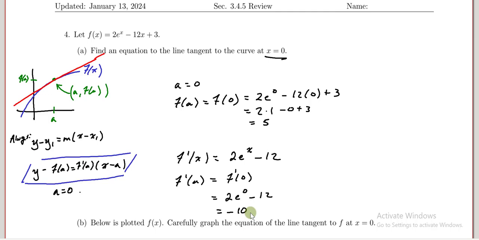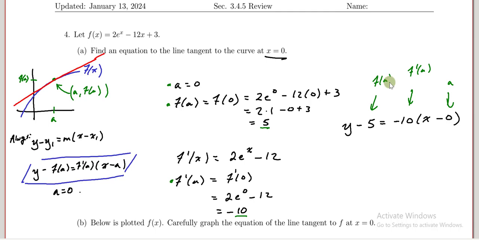Okay, so now if you take a look here, we know what a is, we know what f of a is, it's 5, and we know what f prime of a is, it's minus 10. So I can go back to this generic equation of the tangent line and fill in all of the components. Here we'd have y minus 5 is equal to negative 10 times x minus 0. Notice that this was our a value right here, this was our f prime of a, and this was our f of a in this case.